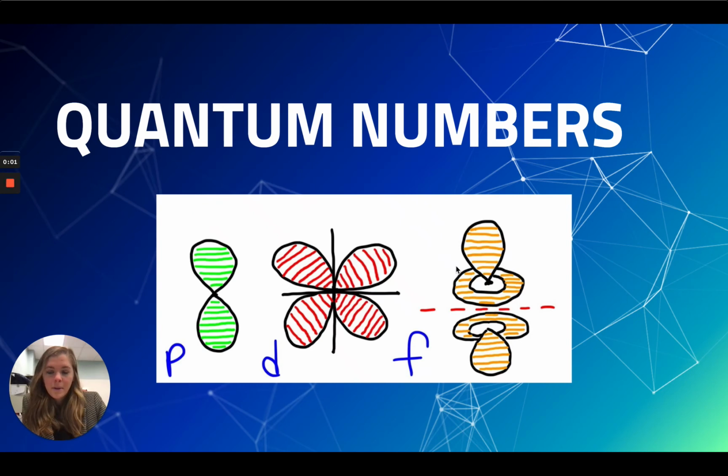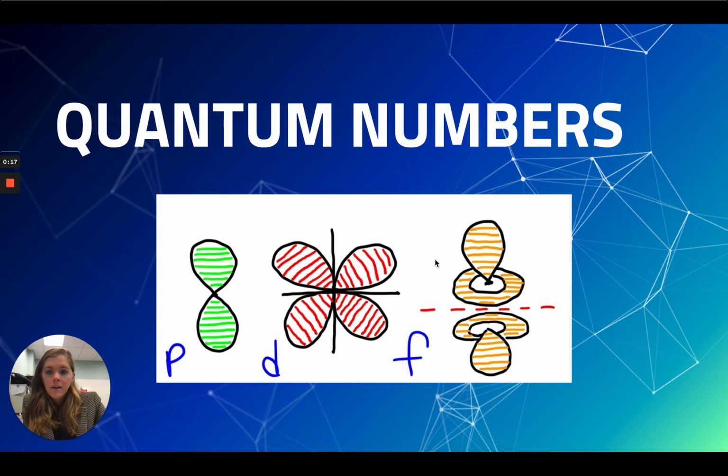Alrighty, chemistry students, the purpose of this video is to give you a brief overview of what a quantum number is. It's going to be confusing, it's going to be a little tough. Just know the basic understanding of the different quantum numbers, and we're going to talk more about this as we go into electron configurations again as well.